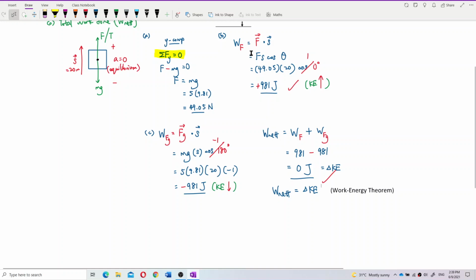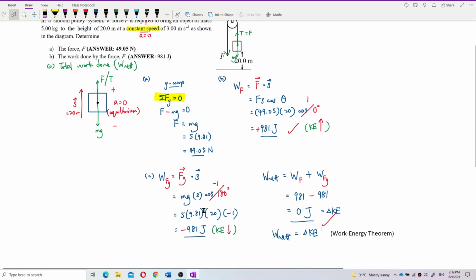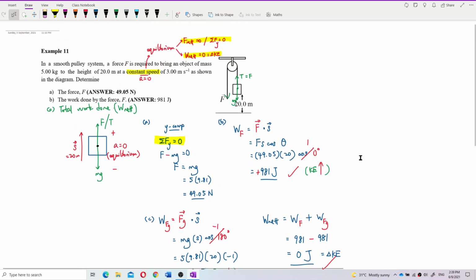So what I can say is the energy from the work done by force F has been stored in the form of potential energy by gravity. When the block is being pulled up, the work done by force F has already been stored in the form of gravitational potential energy. 981 joule has become the potential energy. That's it for this question. Thank you.